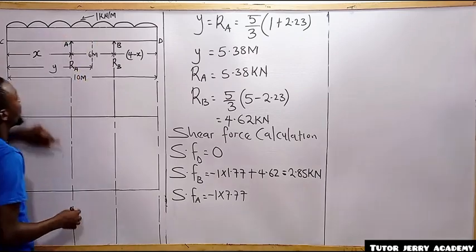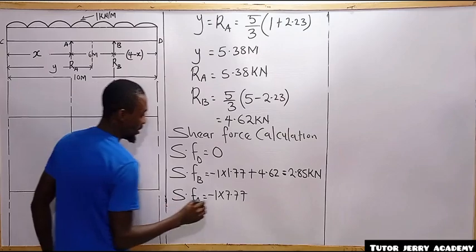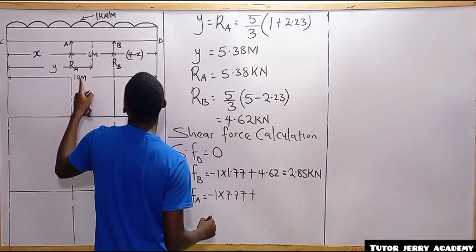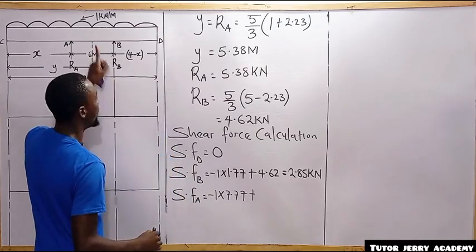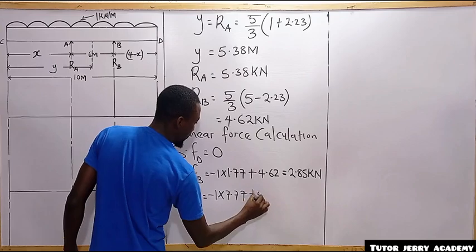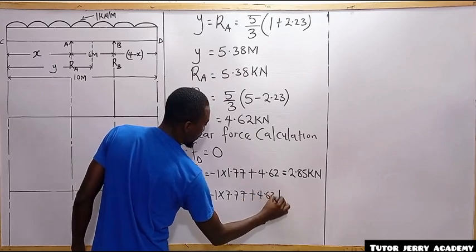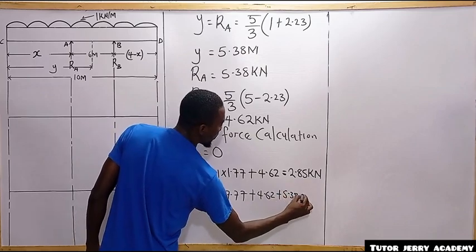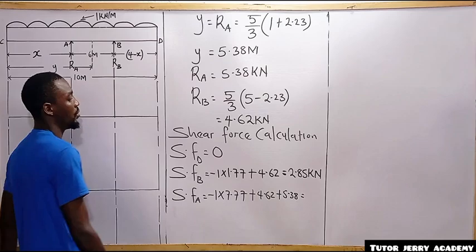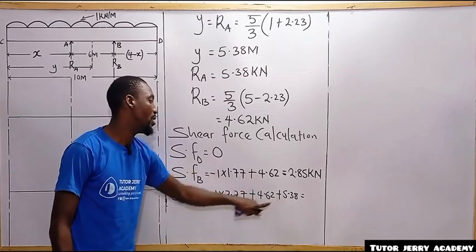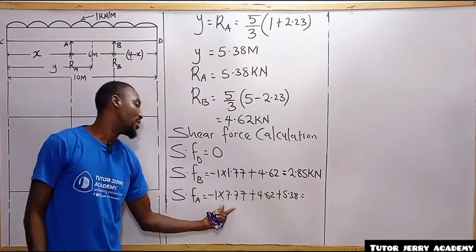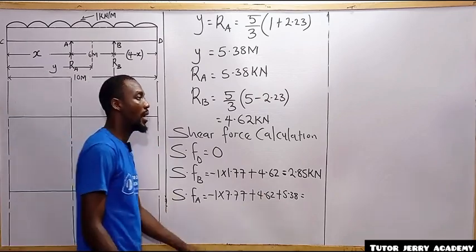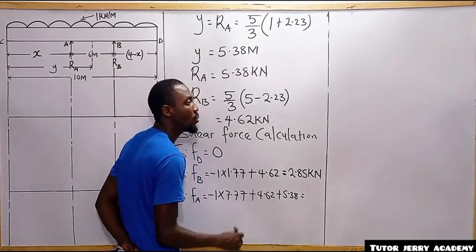And again, at this point A, we have 2 upward forces too. All right. So by the time we add their effect, we're going to have plus, let's start with RB. RB is 4.62 plus RA, which is 5.38. So if we add the 2 effects of this upward force to negative 7.77, it's going to change it to 2.23 kilonewton.